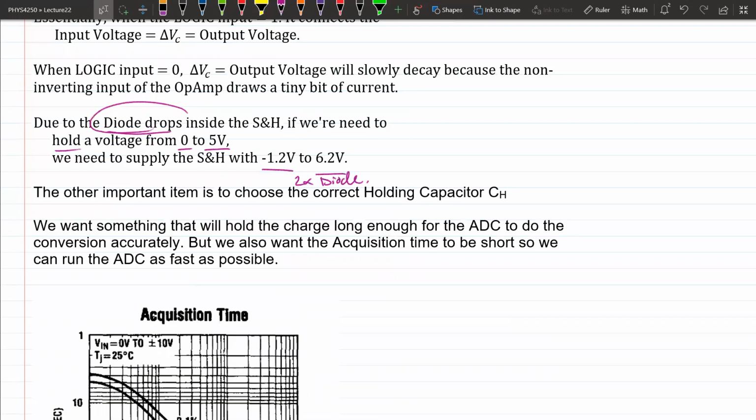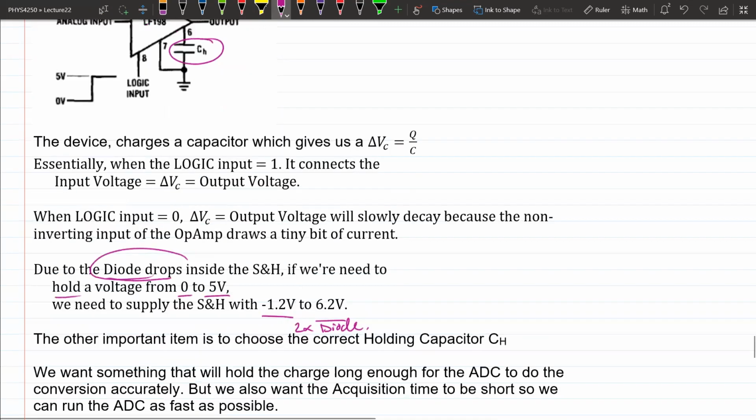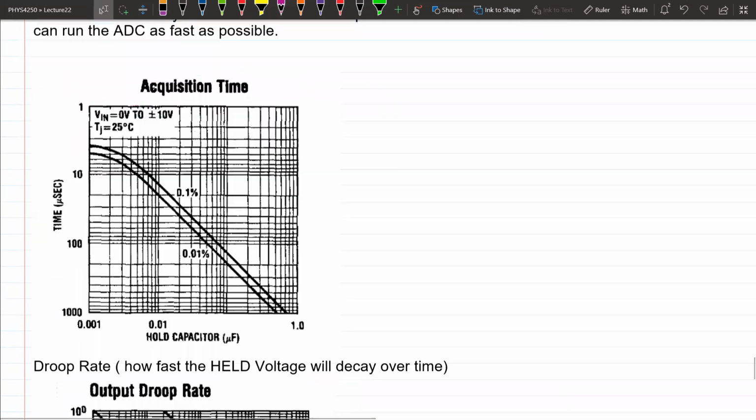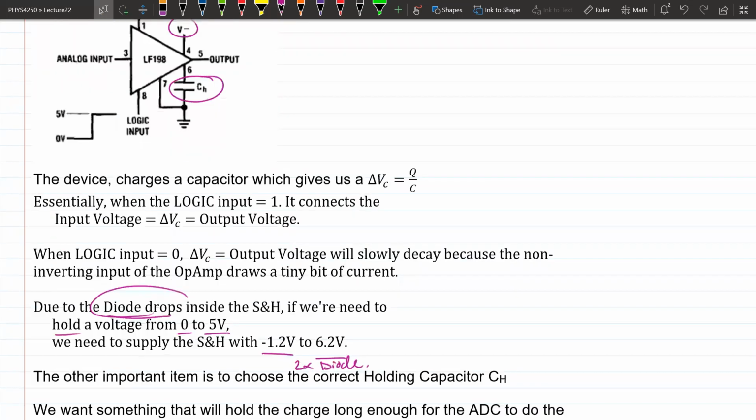So the thing is, you're picking this holding capacitor, and that holding capacitor is going to be customized to the applications that you're dealing with, okay? I think the lab is going to have you play around with a few of them, okay? So there's two different competing specifications you have to deal with when you're picking this holding capacitor. First is the acquisition time. The acquisition time tells you once the logic input goes high, how long does it take for the analog input to be approximately the same as the output, okay? How long does that take, okay?